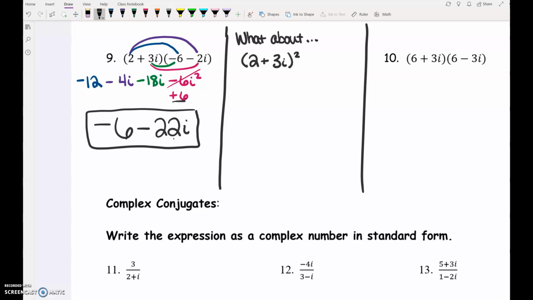We are going to do number 10 tomorrow, but I do want to draw your attention to this extra example that I wrote in here. What if it was something like 2 plus 3i, that quantity squared? What does that mean? That means 2 plus 3i times 2 plus 3i, and then you treat it exactly the same as you did in number 9. So I just want you to remember that when you see an exponent on the outside of a binomial like that, you have to write the binomial twice and then double distribute just like we did in that example.